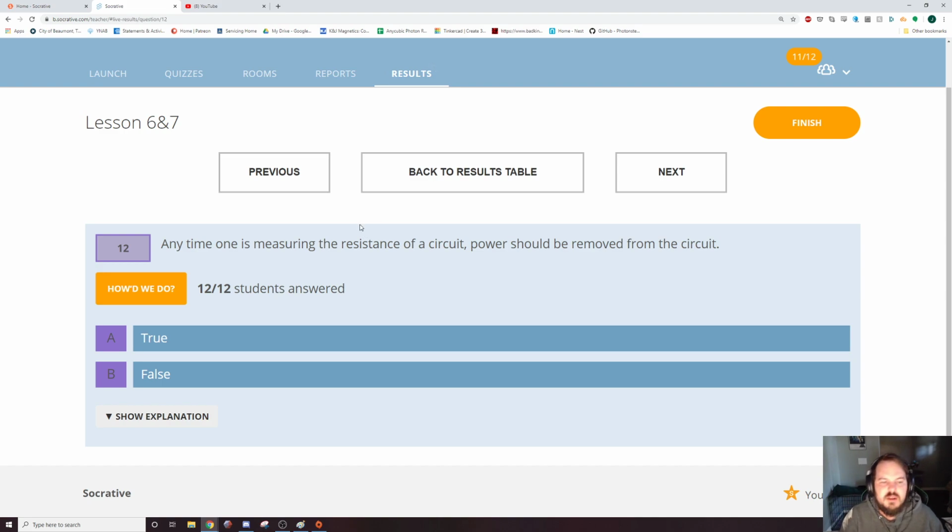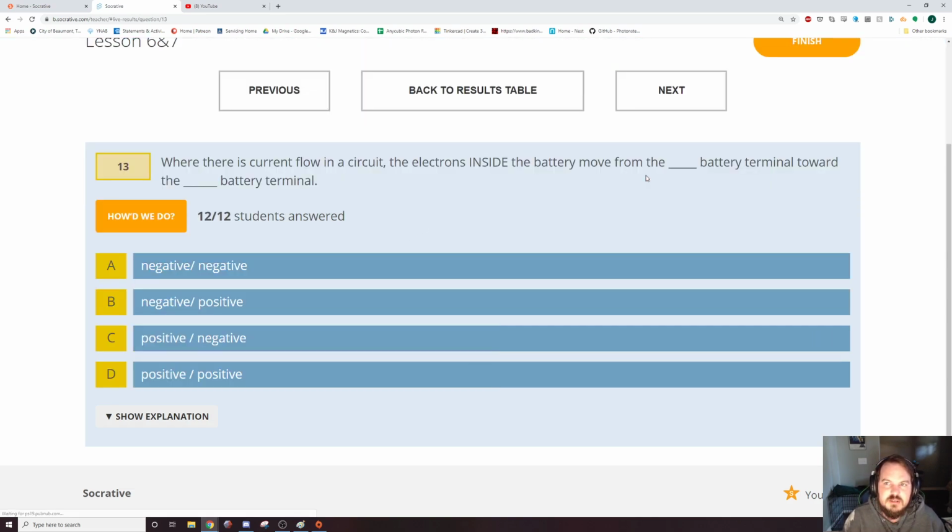Don't have one. Anytime one is measuring the resistance of a circuit, power should be removed from the circuit. That's because of the way that a meter reads resistance. It sends a small voltage through the circuit and reads the amperage that it gets back, and it changes that into the resistance it's actually reading. If you have extra power in the circuit, it's going to jumble the number that you're getting. It can also damage the meter, but more it's going to give you a bad number.